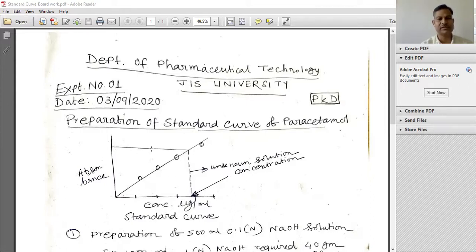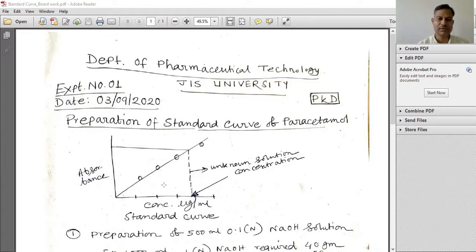or if you plot it in Excel in the computer, then you get the straight line equation. There is an option to get the straight line equation, y equal to mx plus c. m is the slope of that curve, y is the absorbance, x is the concentration, and c is the intercept. Here the intercept is 0, as I have drawn from 0.